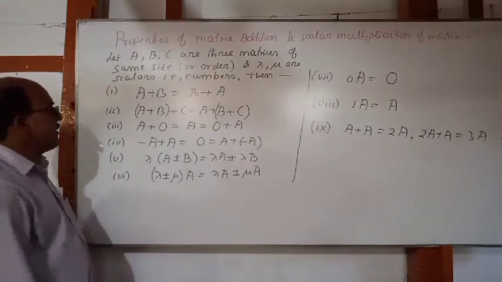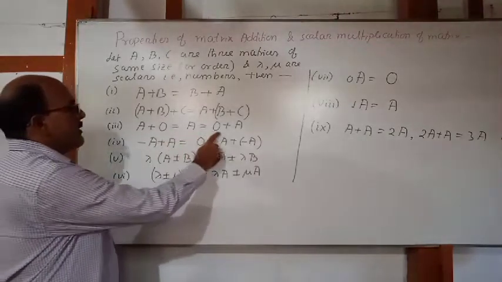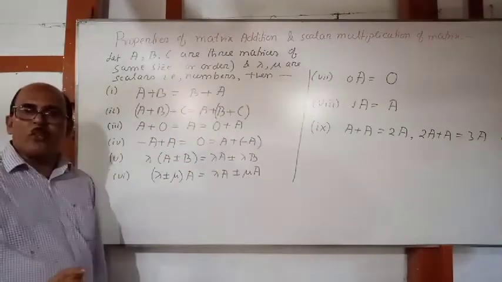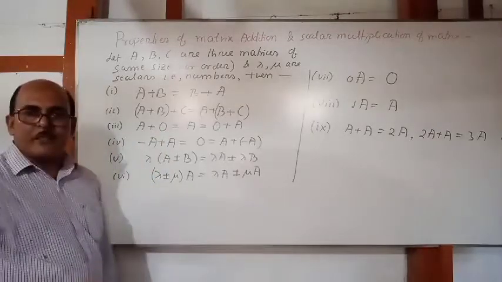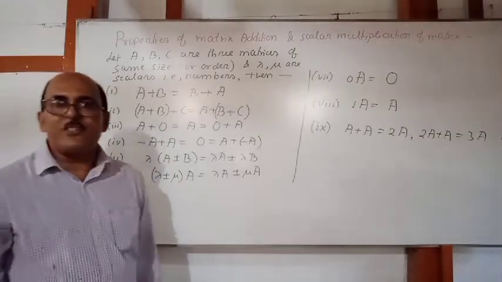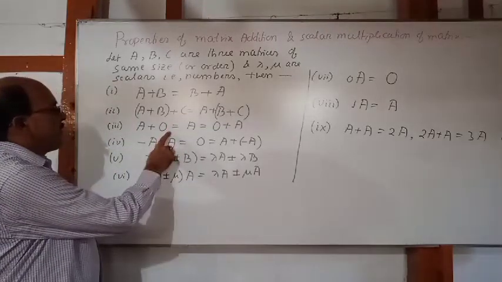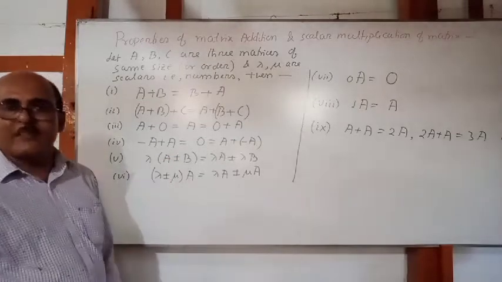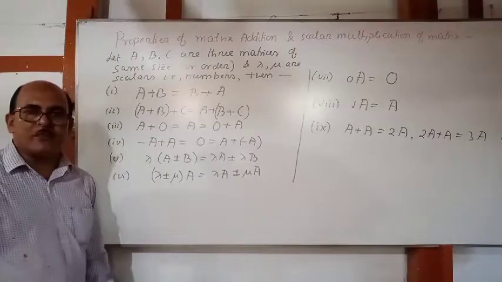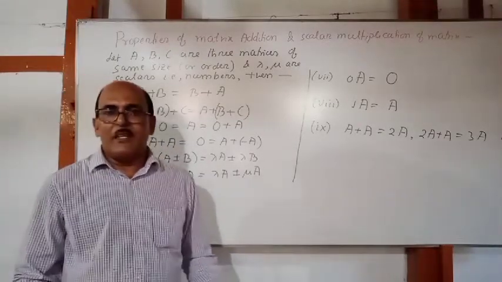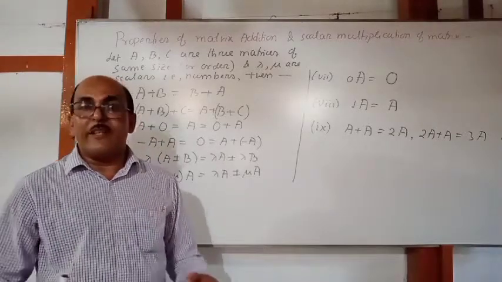Then third property is A plus null matrix equal to A equal to null matrix plus A. Null matrix means zero matrix. All its elements are zeros. So if a null matrix is added with a matrix, then its elements will not change. It will remain same. But this capital O must be null matrix of same order or same size as that of A. Then only you can add. This is called additive identity, because adding capital O with A from the left or from the right, the value of A remains same. That's why it is called additive identity.